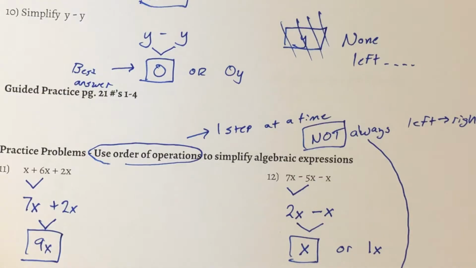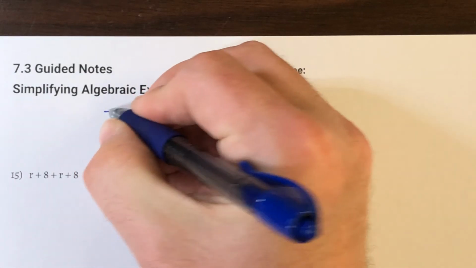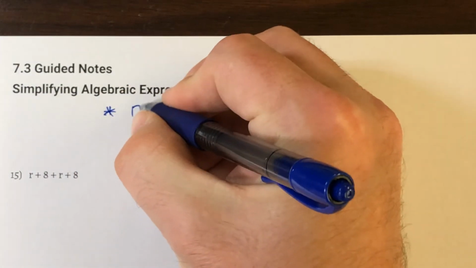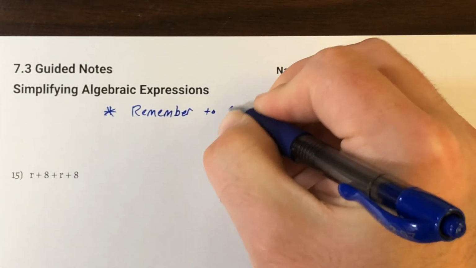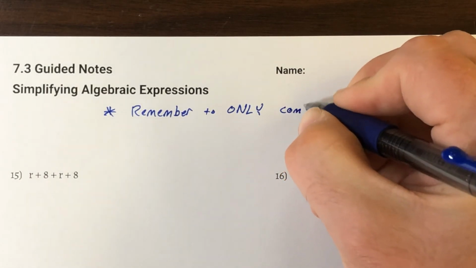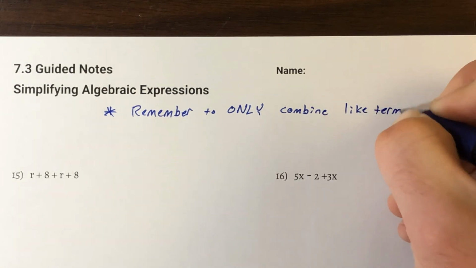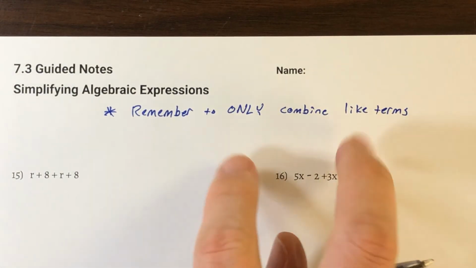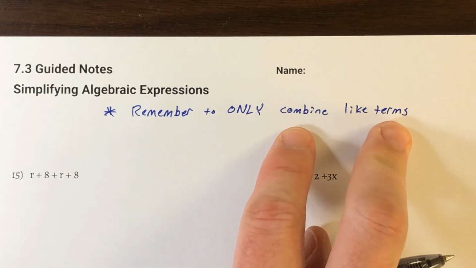Now, let's mix it up a little bit. Let's include some non-like terms. So, first, we're going to make a note of two things. Remember to only combine like terms. That means if they don't have the same variables, you can't do it. You cannot combine them.